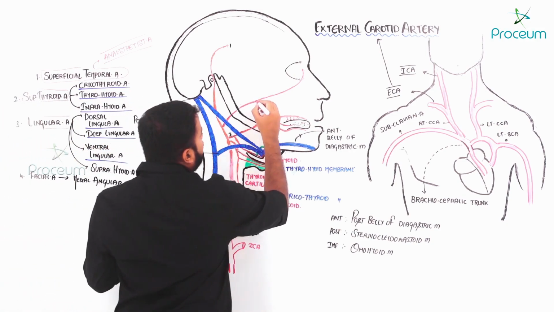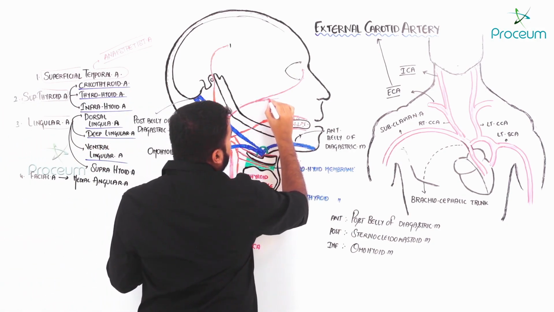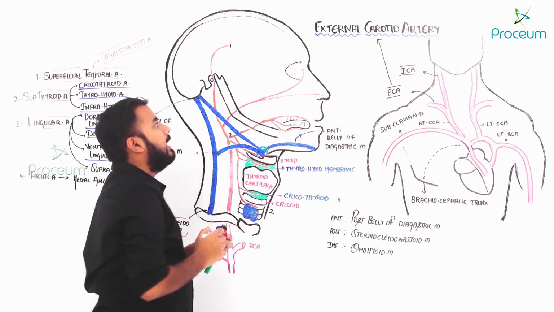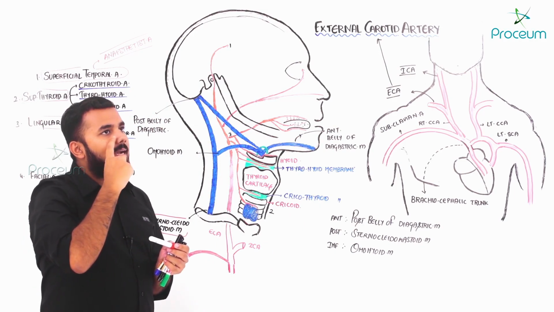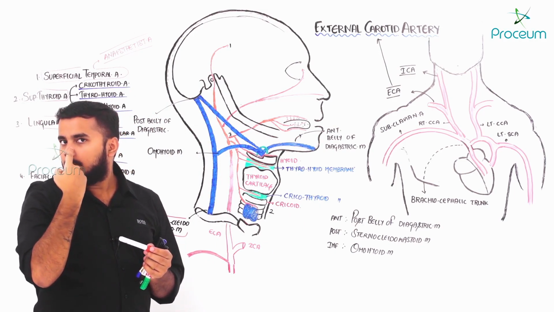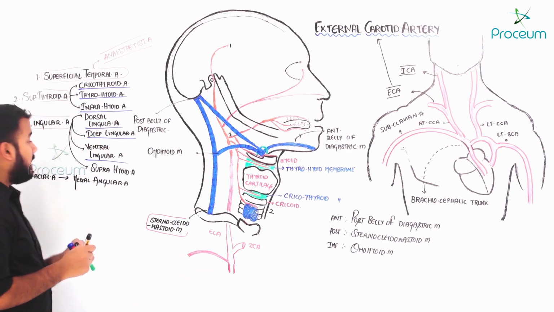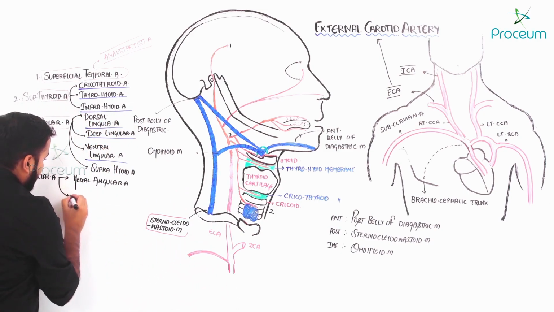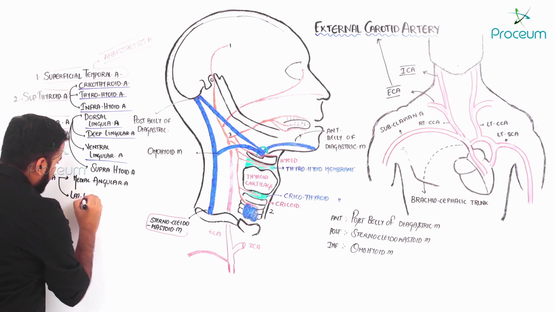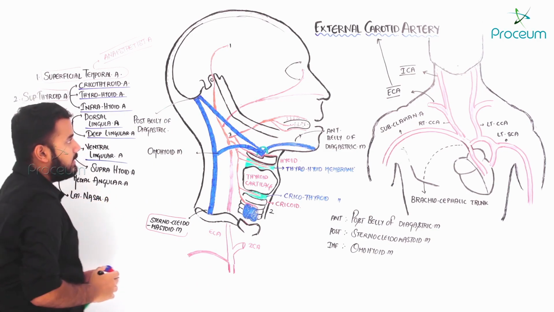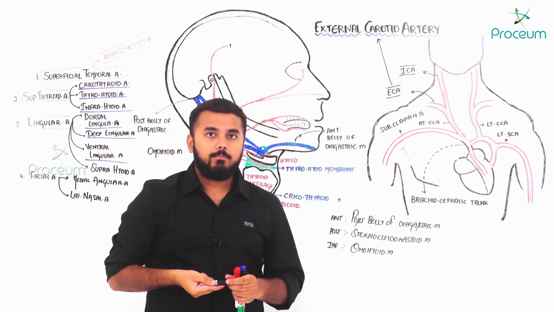The facial artery also gives a branch that supplies your nose region. Not exactly your entire nose, but it supplies the lateral part of your nose on either side. So I can call it the lateral nasal artery.